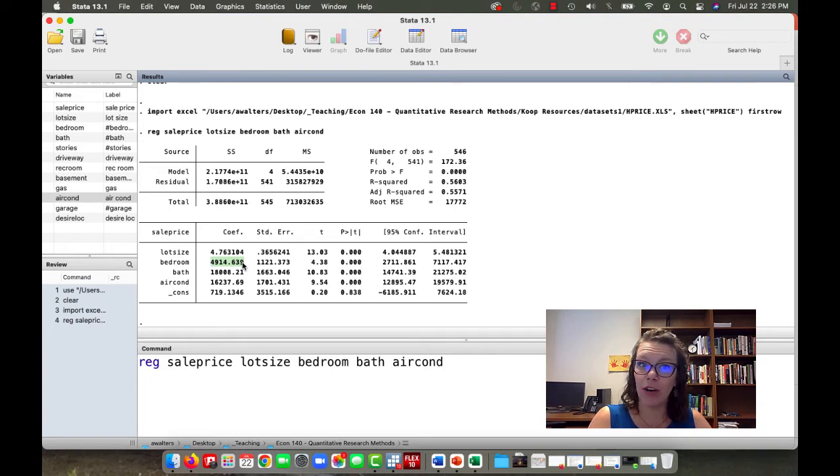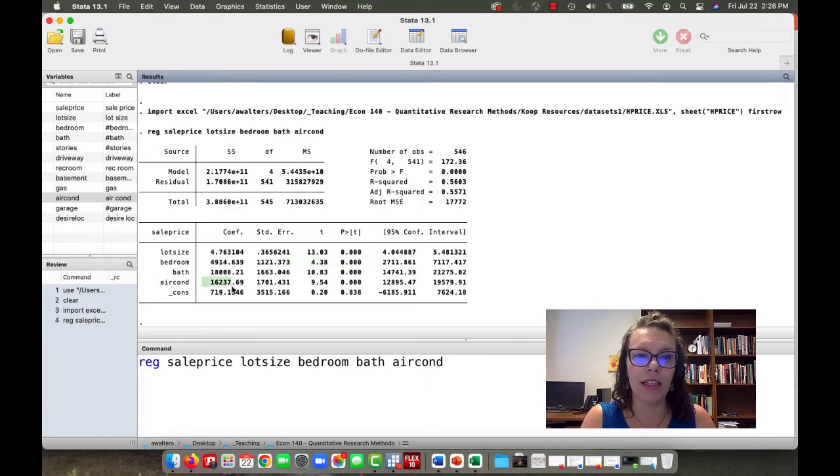What's the effect on sale price? One extra bedroom tends to raise the sale price by $4,914.64, give or take. Are we certain about that? We're pretty certain. We're 95% confident, right? We can accept this estimate at the 95% confidence interval and at the 5% significance level. And so you can go through and interpret all these coefficients.